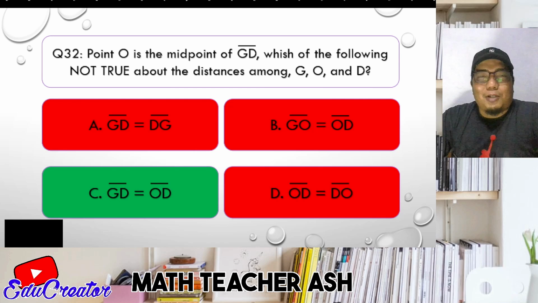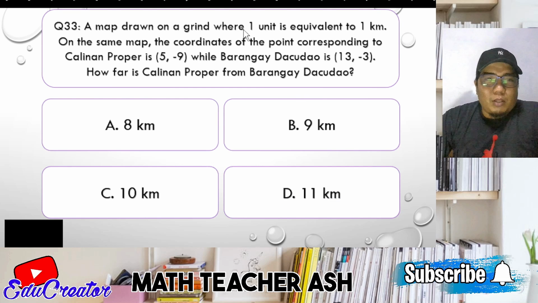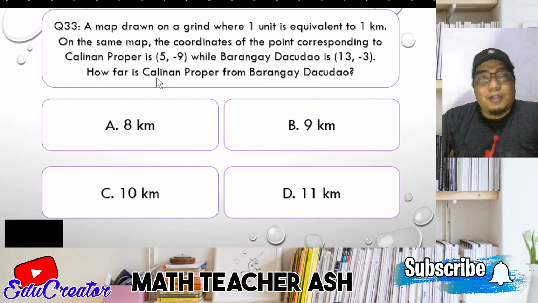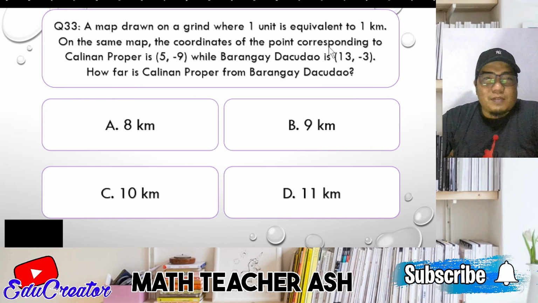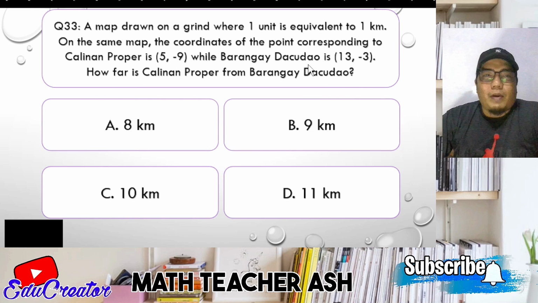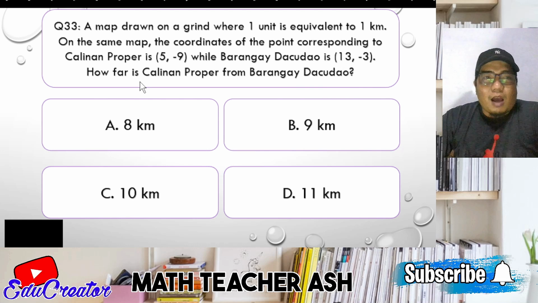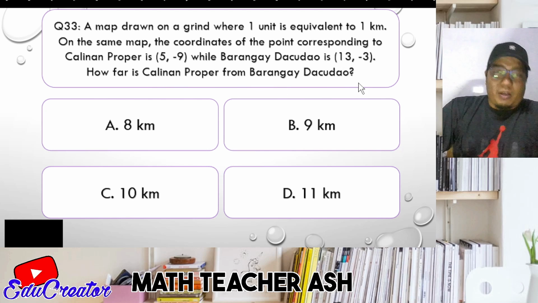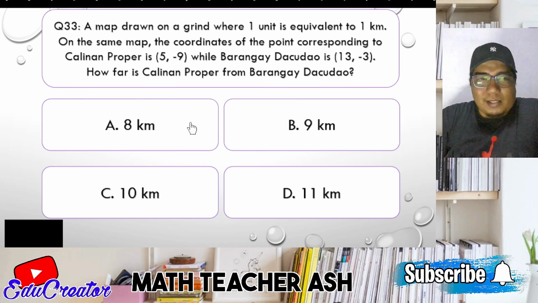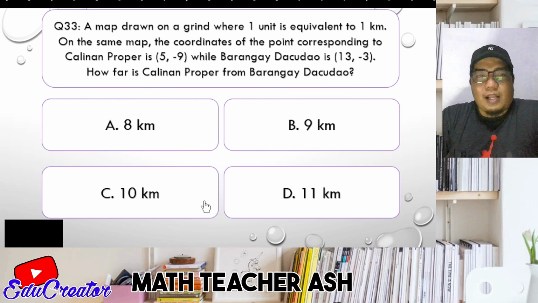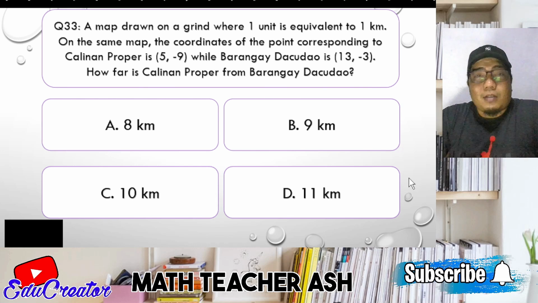Now, question number 33. A map drawn on a grid where 1 unit is equivalent to 1 kilometer. On the same map, the coordinates of the point corresponding to Kalinan proper is 5, -9, while Barangay Dakudao is 13, -3. How far is Kalinan proper from? Okay, how far tinatanong? Is it A, 8 kilometers, B, 9 kilometers, C, 10 kilometers, or D, 11 kilometers? 5 seconds to answer.